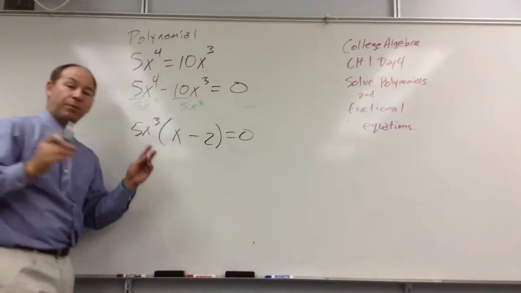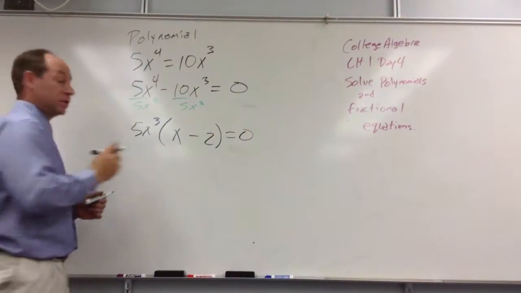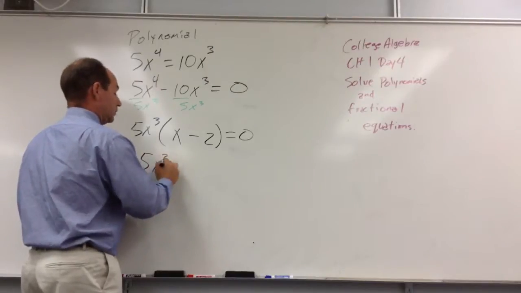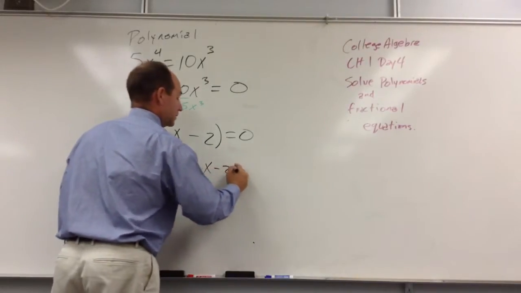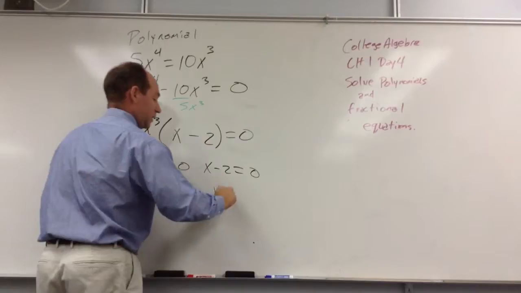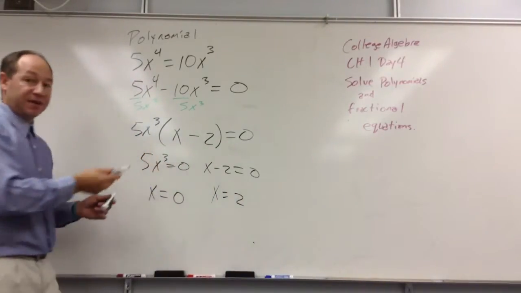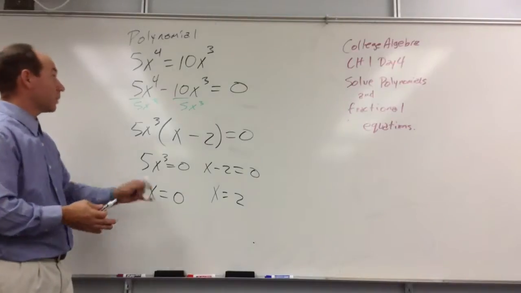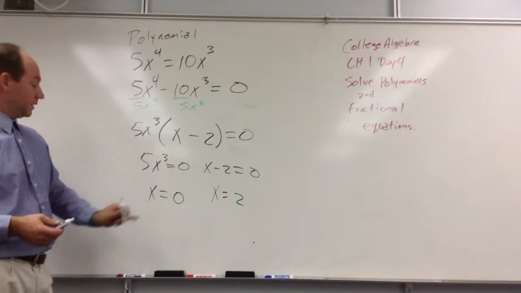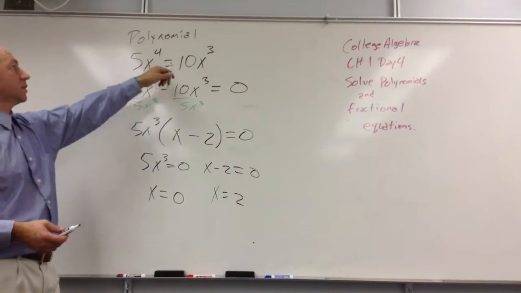Okay, so now we have a product of two things that equals 0. That means that either 5x cubed is 0 or x minus 2 is 0. This one telling me that x equals 2. This one telling me that x equals 0. Divided by 5, I can take its cube root. I still get 0. Then we can go back and check. Well, yeah, it makes sense. If it's 0, 0 equals 0.